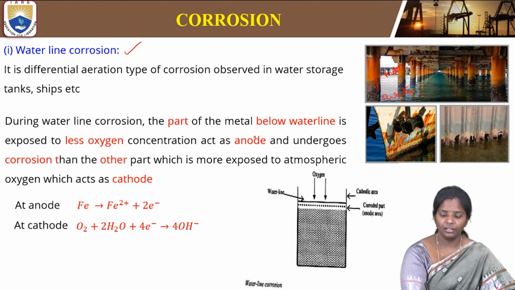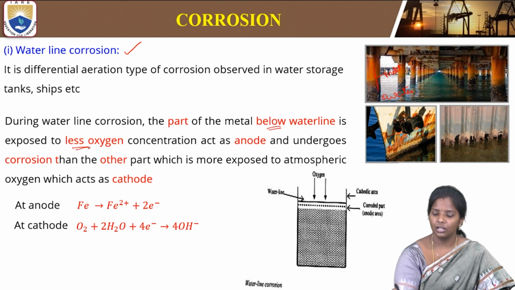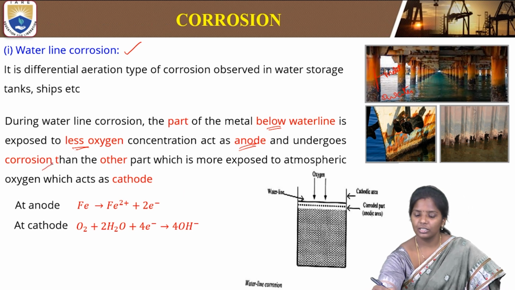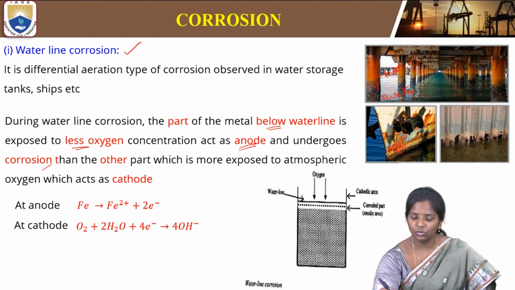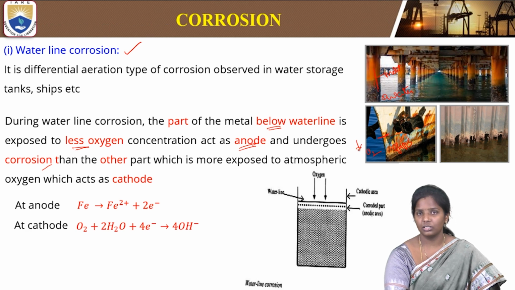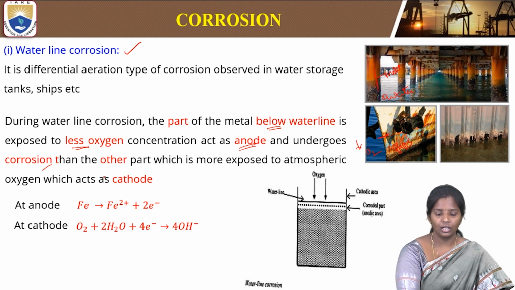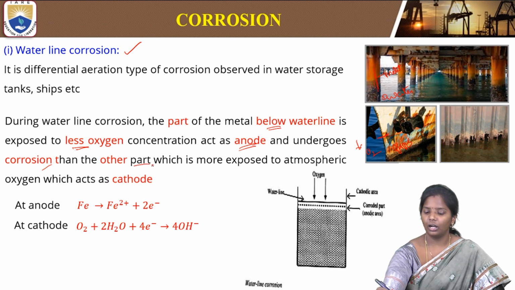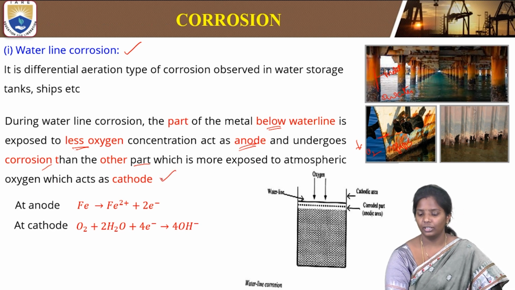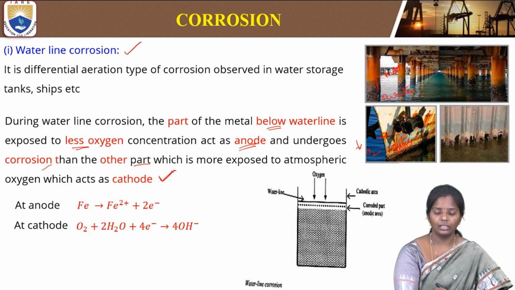During waterline corrosion, the part of metal below the waterline is exposed to less oxygen. So this part which is in the water is exposed to less oxygen and becomes anode, and undergoes corrosion. In ships also, the part dipped in water is less exposed to oxygen, so it acts as anode and corrosion occurs. The outer top portion is more exposed to atmospheric oxygen and acts as cathode, where the cathodic reaction takes place. We will see what reactions are going on.